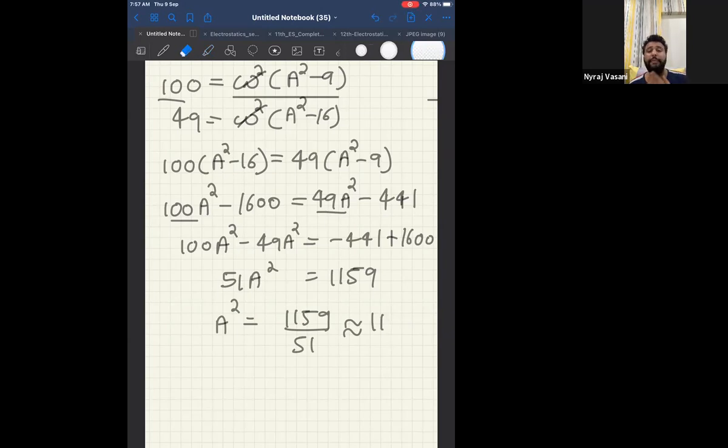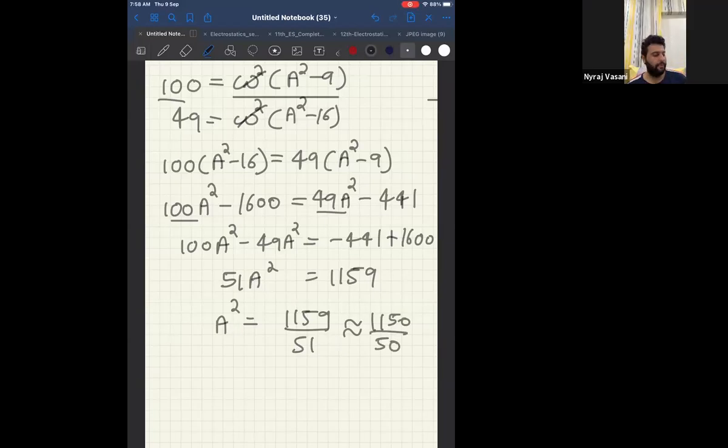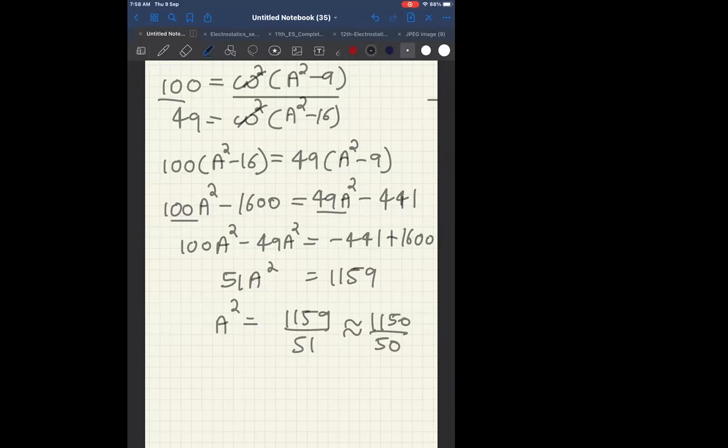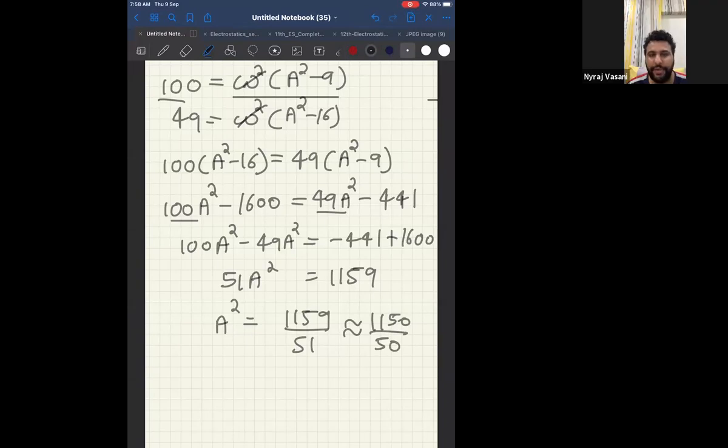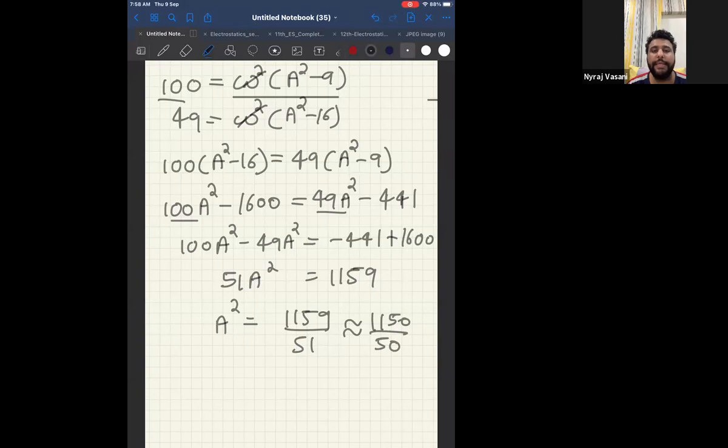1160 also I can take, but 1150 can easily be cut with 50. What's the equation? You can do 1160 also, but 1150 I'm saying better. Tell me why I'm saying 1150 or 1160. Just think about it. Because it can cut easily by 50. I can cut with 5. That is 50. 1160 also is fine. Now you try. What is 1160 by 50? Does it go? Just check.